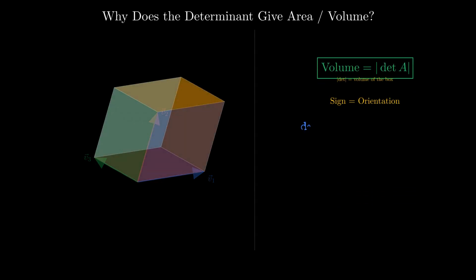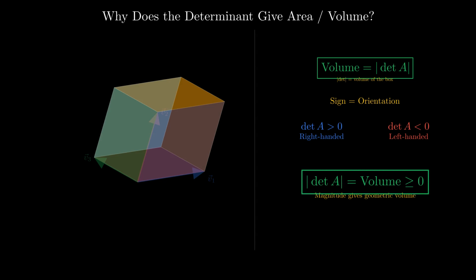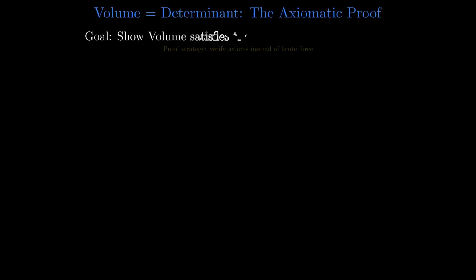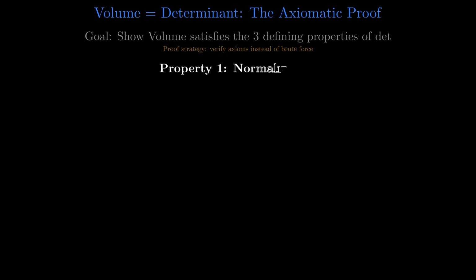One important note, the determinant itself can be negative, but volume cannot be negative. The sign of the determinant encodes orientation. Whether the edges form a right-handed or left-handed system, the absolute value gives the actual volume. Here's the beautiful part. We don't need a brute force proof. We just show that volume satisfies the same 3 defining properties as the determinant.